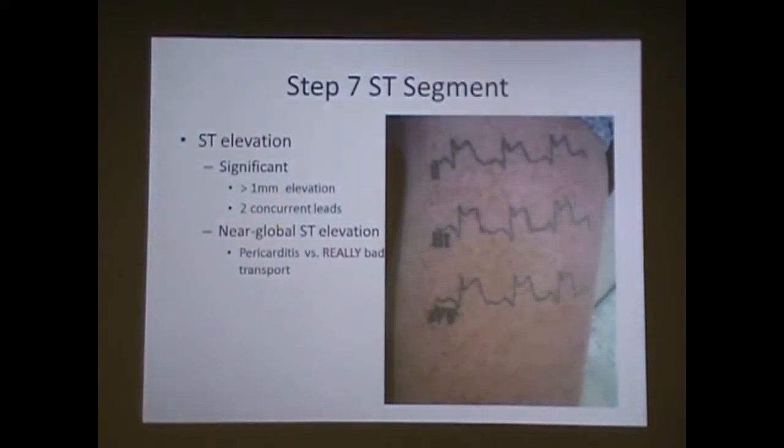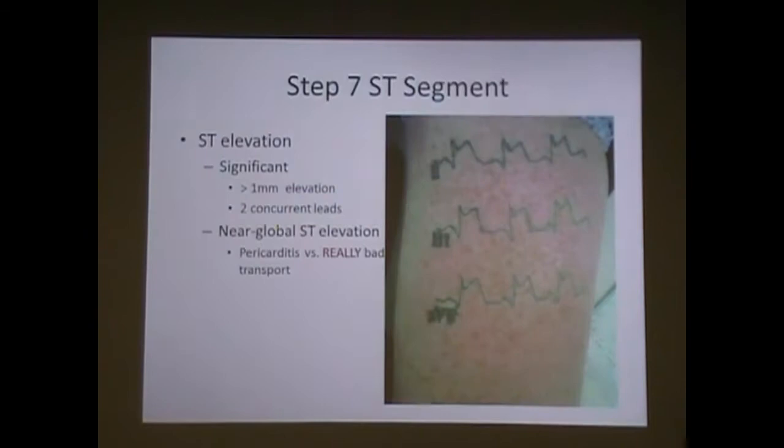But significant is greater than 1 millimeter elevation. Again, when I was talking about the doc, that's anything other than V2, V3. And remember, and we'll talk about pericarditis, but near global ST elevation, is it pericarditis or is this going to be a really bad transport? The patient's clinical condition is going to tell you a lot about that. Your assessment is going to be more important than the EKG with pericarditis, in my opinion.